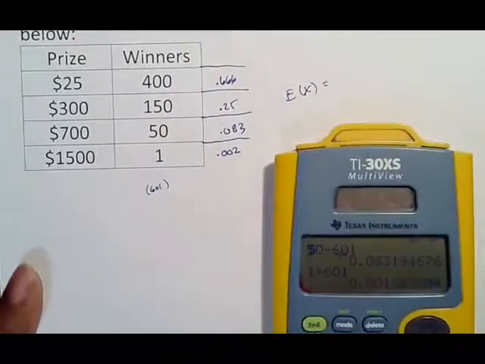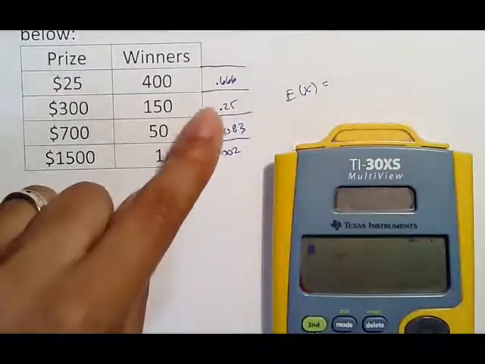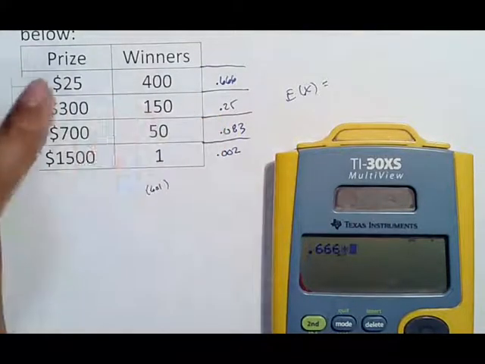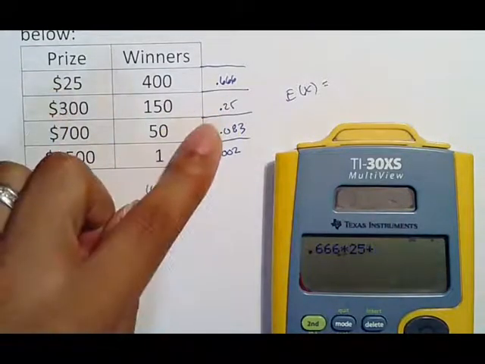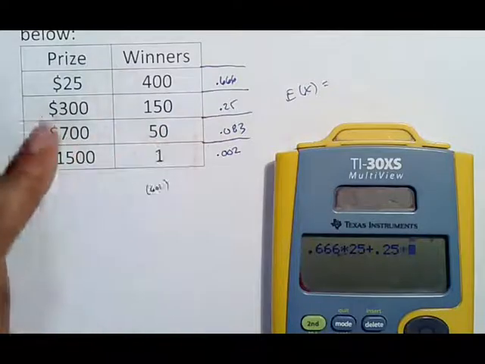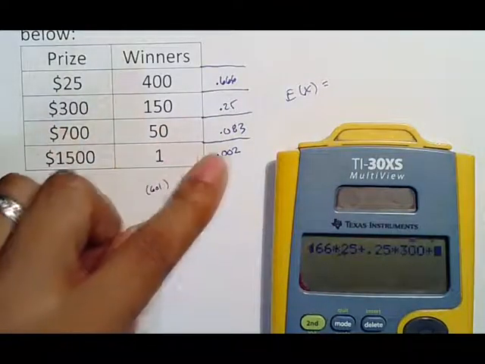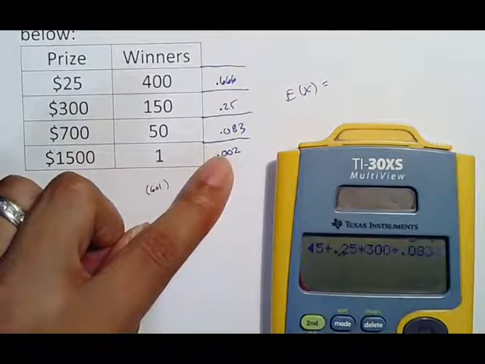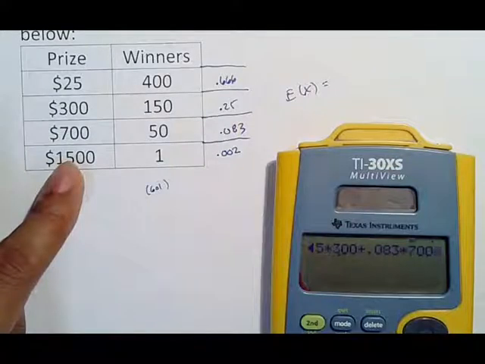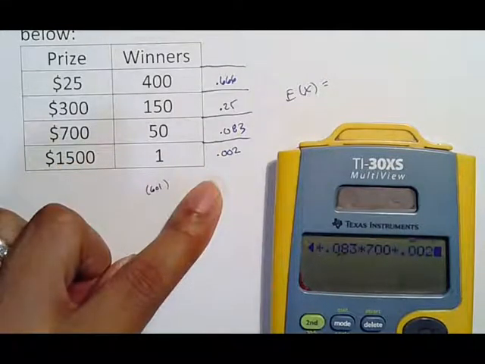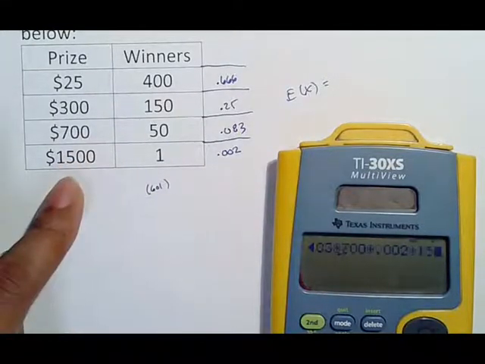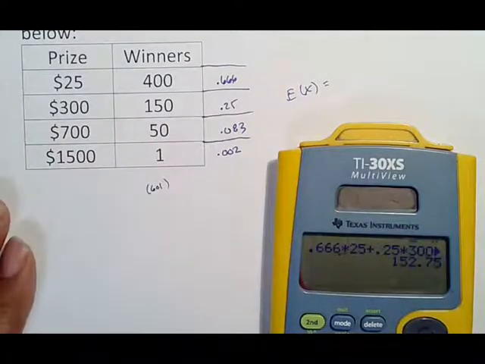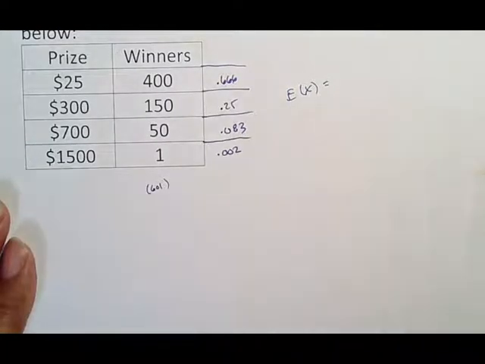we take each of those probabilities times the prize, so 0.666 times 25 plus 0.25 times 300 plus 0.083 times 700 plus 0.002 times 1500, which is, again, round whole number, so 153.